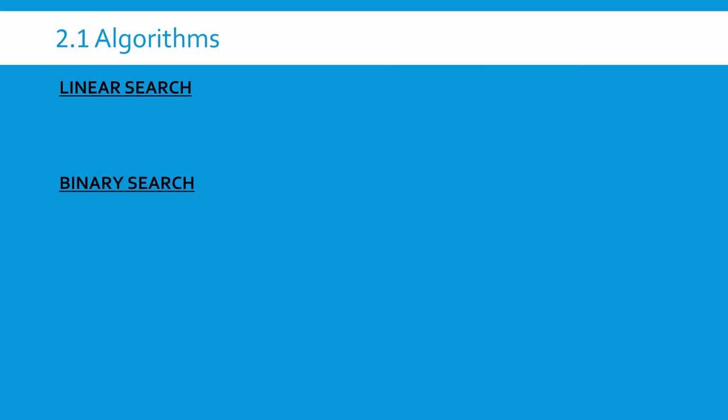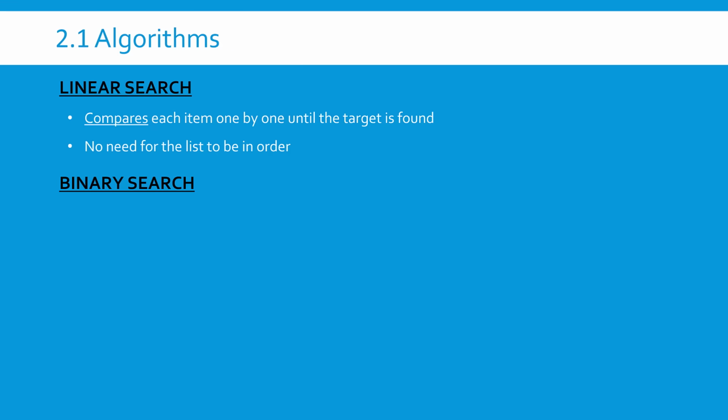There are 5 specific algorithms you've got to know about, 2 searching ones. A search algorithm will just look for a target. Linear search is our most basic. Linear search will compare each item in a list one by one until the target is found. And crucially, there is no need for the list to be in order because it's just going one by one.